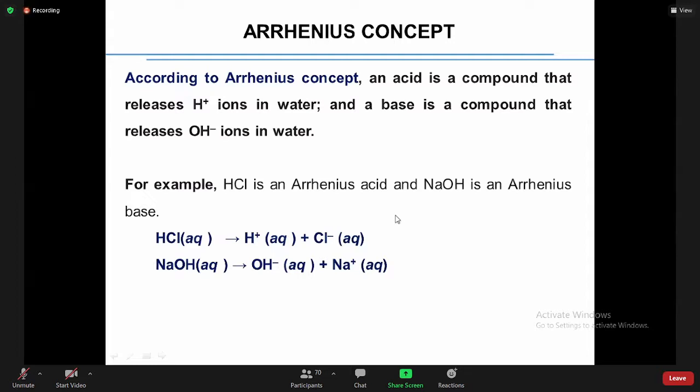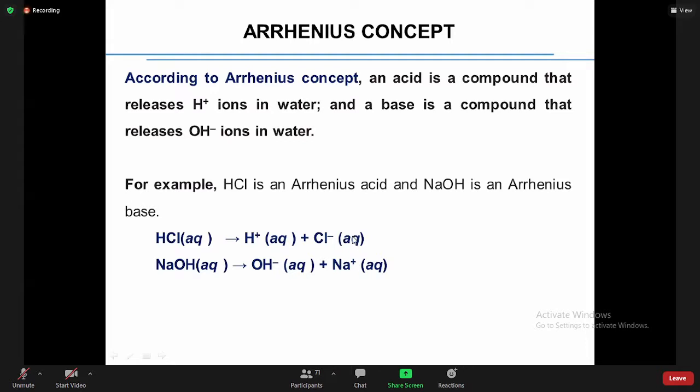When we say aqueous solution, it means water is the solvent, specifying the solvent. Aqueous solution means there is a presence of water in the solution, isn't it? Yes, sir. Okay, here HCl is an acid according to the Arrhenius concept. How can you say that HCl is an acid? It is donating a proton in the aqueous solution.